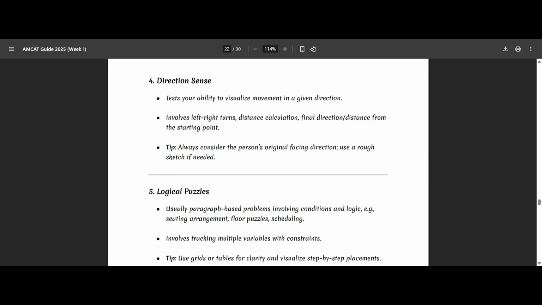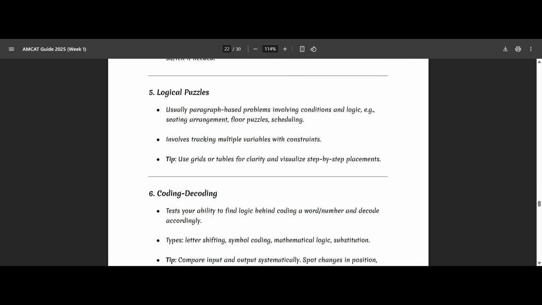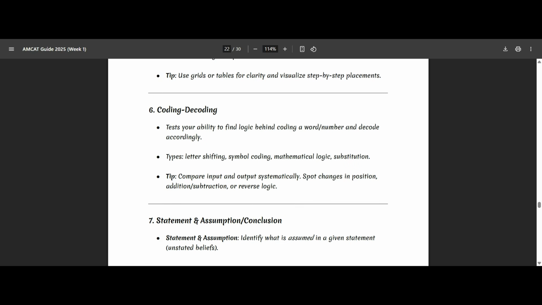Fifth is logical puzzles, usually paragraph-based problems involving conditions and logic. Examples: seating arrangement, floor puzzles, scheduling. These are pretty interesting ones. Just with a little practice, you can do them properly. Coding-decoding tests your ability to find the logic behind coding a word or number and decode accordingly. What are the different types? Letter shifting, symbol coding, mathematical logic, and substitution.